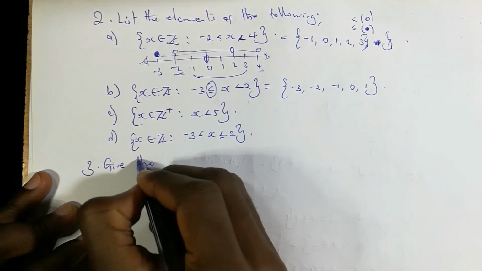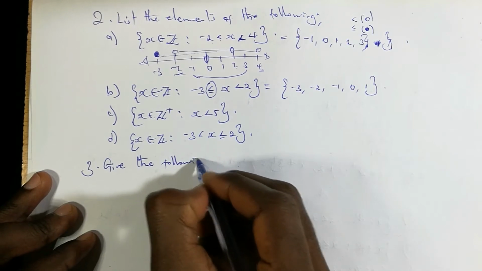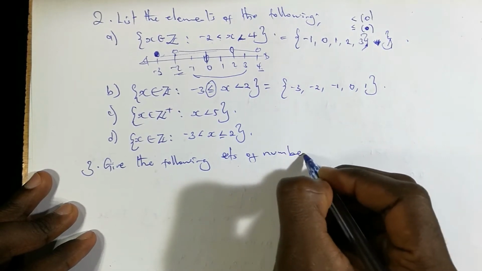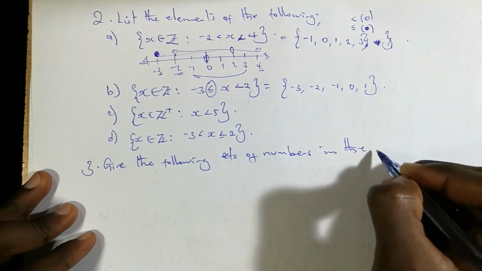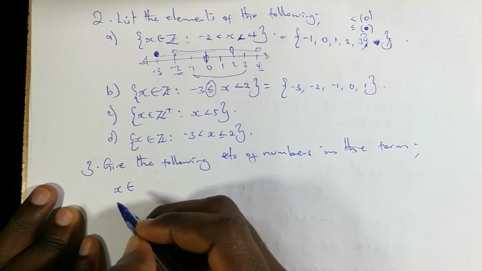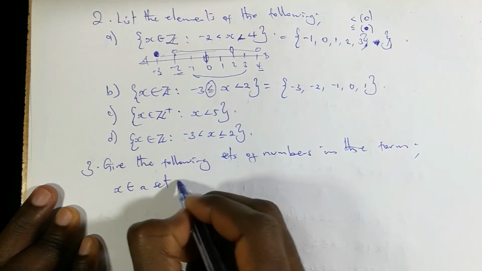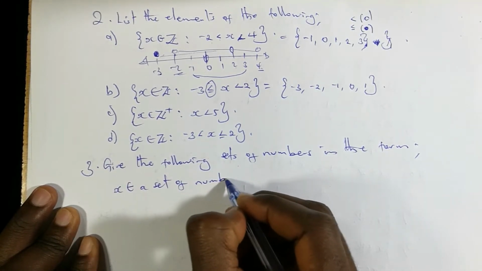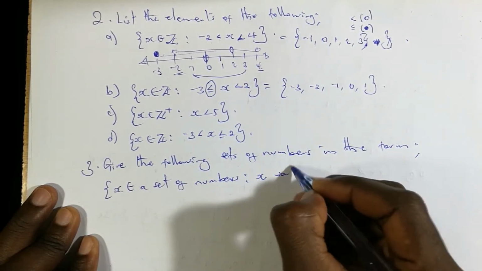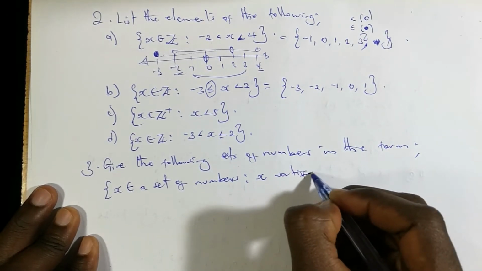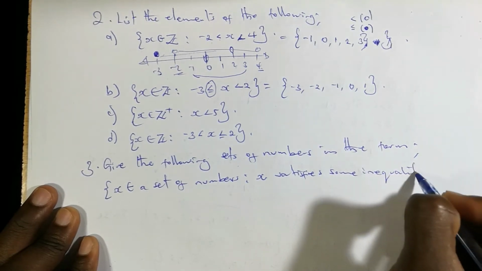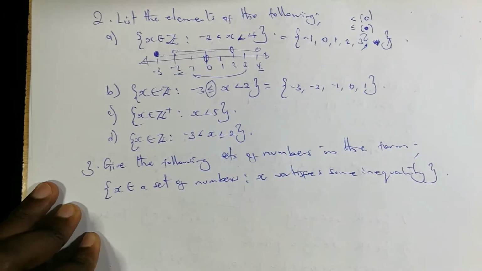Let me say, give the following sets of numbers in the form x being a set of numbers such that x satisfies some inequality or rule. We can look at numbers of that nature.